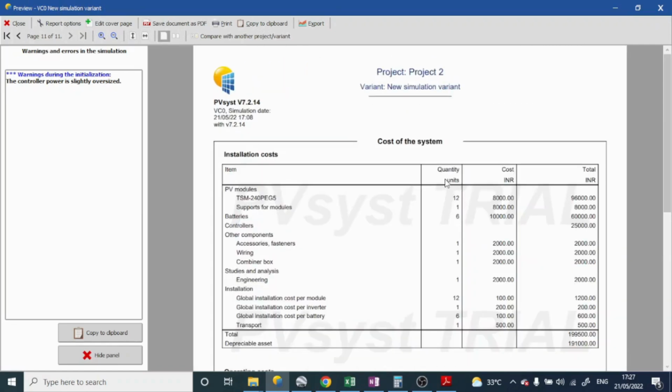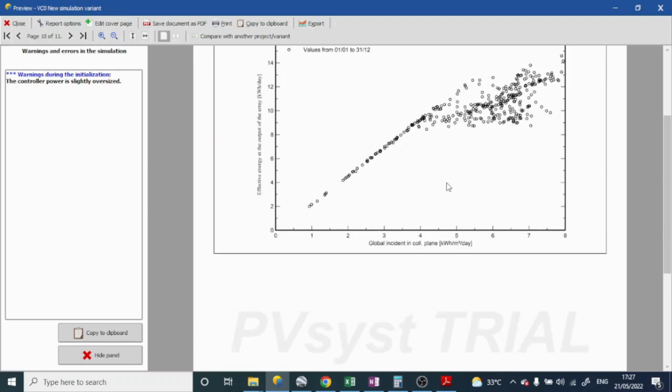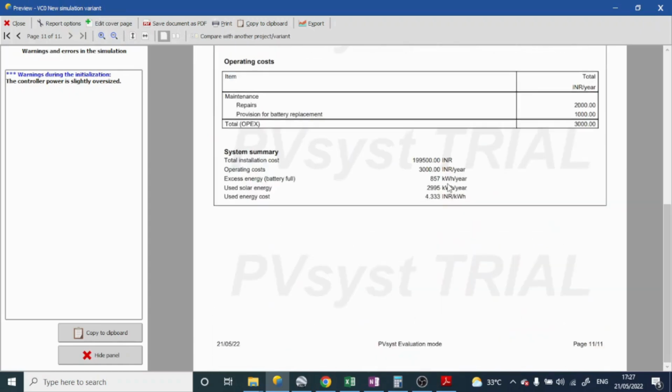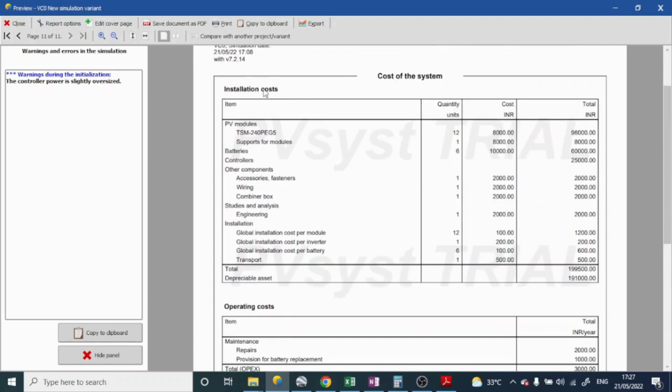That is page number 11, the last page of the report. Other parameters will remain constant, but one more page has been added, like the installation cost, what the overall cost will be. The overall cost is 1,99,500. Near about 2 lakh rupees are required for this particular project, because the battery cost will be higher. A total of 6 batteries we are using for the backup period also. That is why the cost has increased.